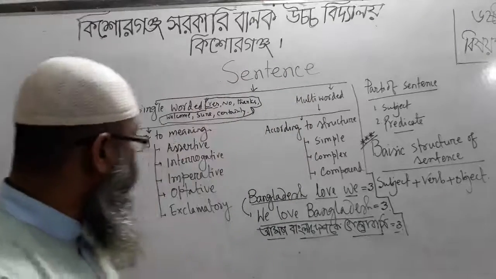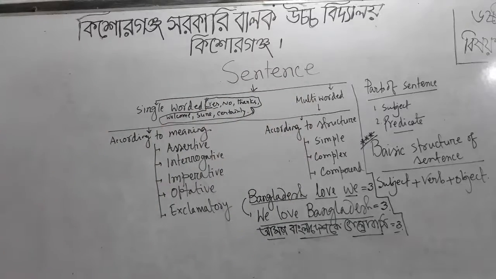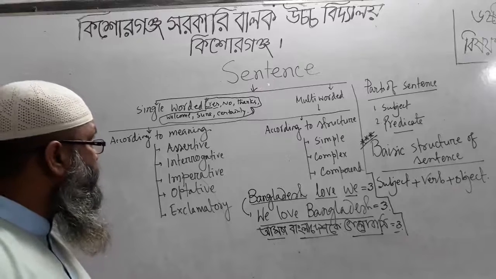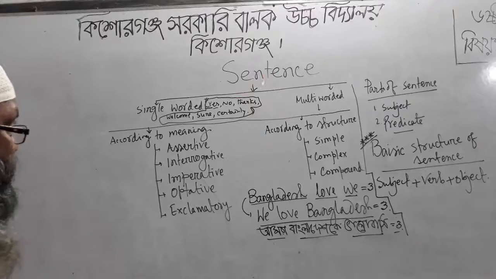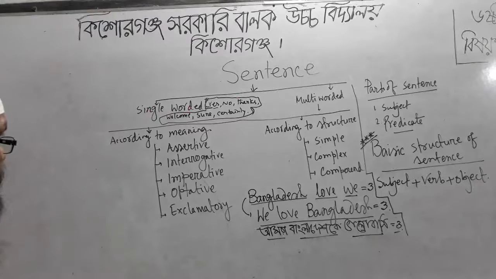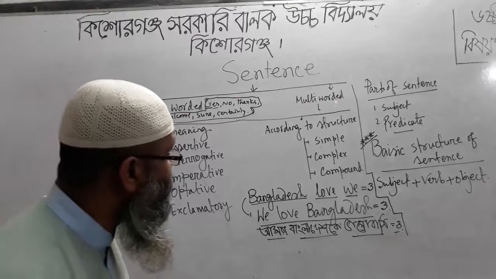Okay. Now come to the main point. What I was telling is, what is a sentence? A sentence means a group of words that makes complete sense. Now come to the types of sentences. There are two types. At first, sentences are divided into two parts here, and they are single-worded sentence and multi-worded sentence.